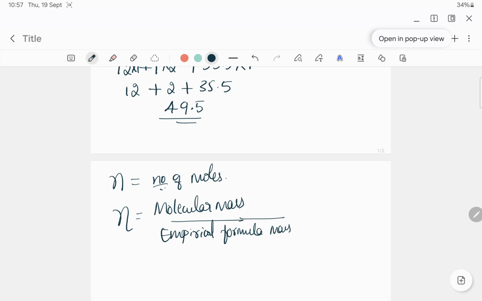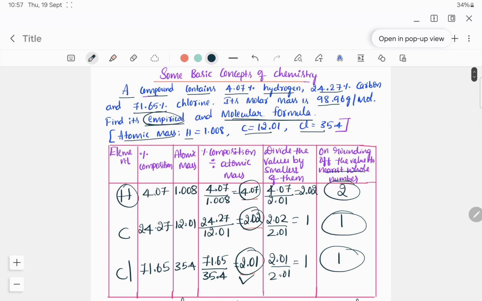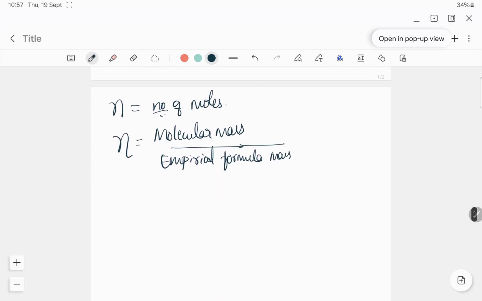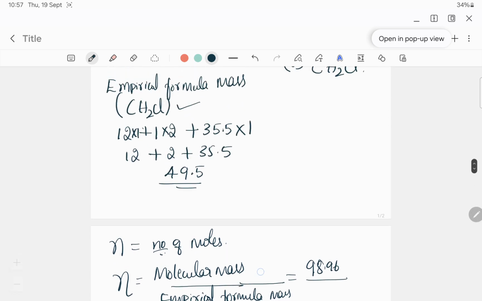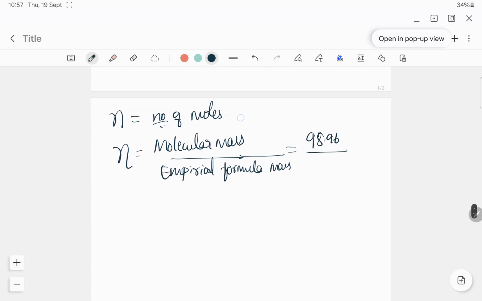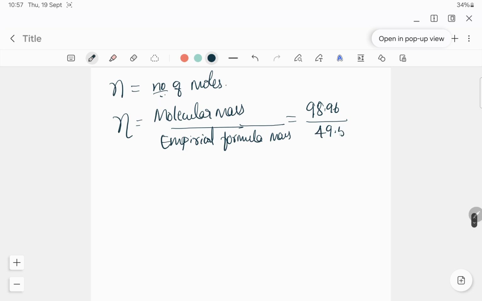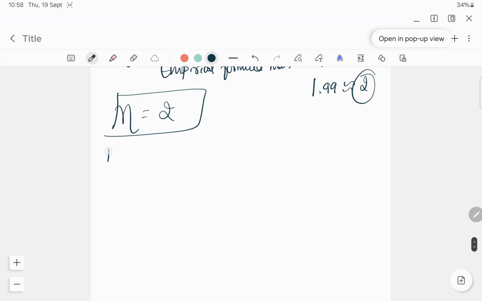See, in the question they have given the molecular mass, which is 98.96. I will write the molecular mass 98.96 divided by the empirical formula mass we calculated, that is 49.5. Now how much will you get? We will get 1.99, which is approximately equal to 2. Now you get the N value is equal to 2. By using this 2, we need to calculate the molecular formula.